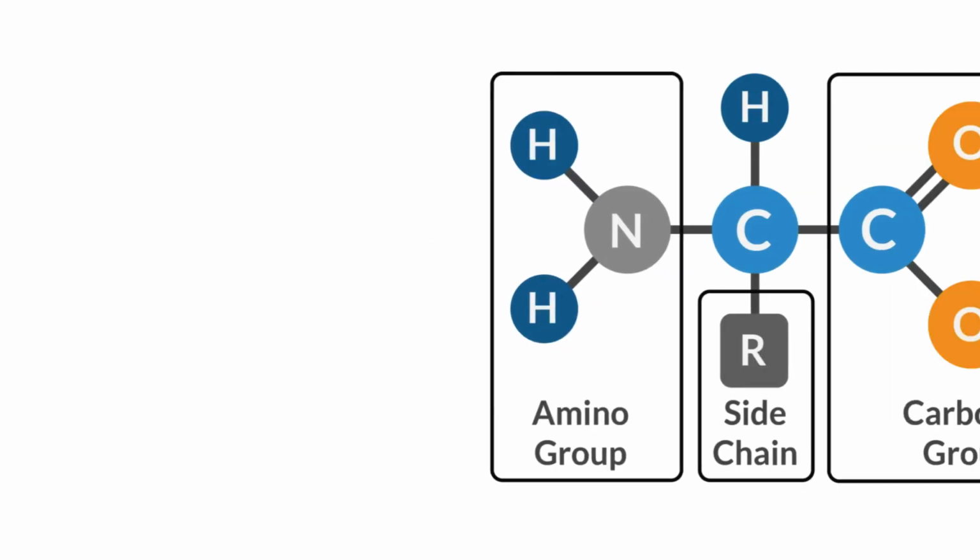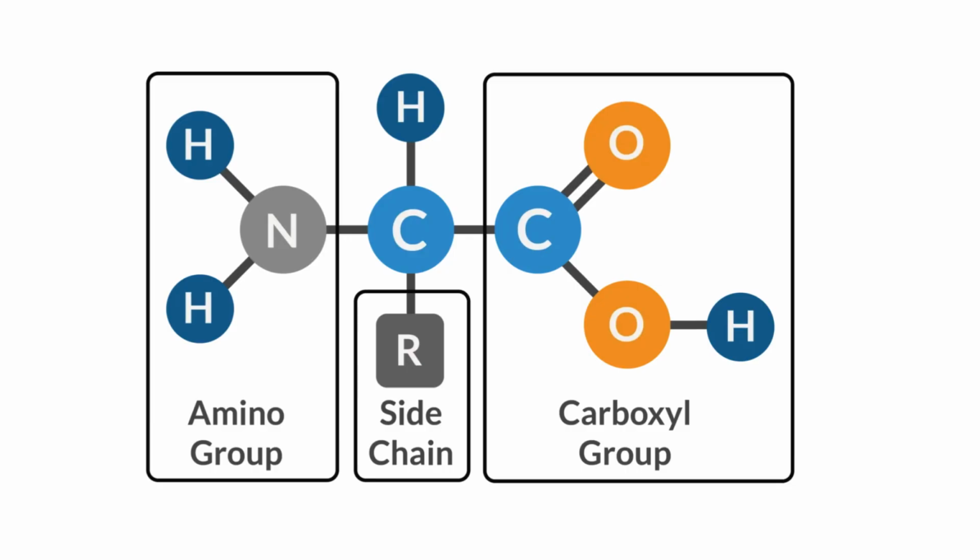Angalia hiyo image hapa ambayo tunayo. We have a central carbon atom, the alpha carbon atom. Kushoto kwake on the left is an amino group. On the right it has a carboxyl group. Then on top we have the hydrogen atom, and on the lower chain kutakuwa na ile chain ya R group. That's the chemical structure ya amino acid. It's as simple as that.